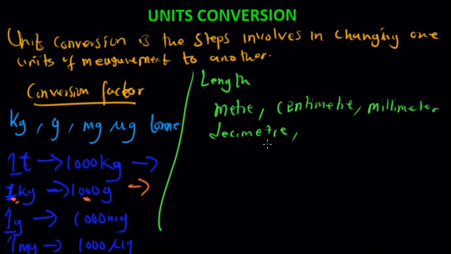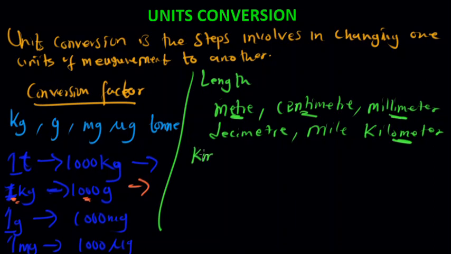We have miles and then other units. For now let's look at this one. Then we have kilometer. Kilo is just a prefix, but actually the unit in this case is meter. So you can see kilometer, millimeter, centimeter, and then meter. The unit is actually meter.